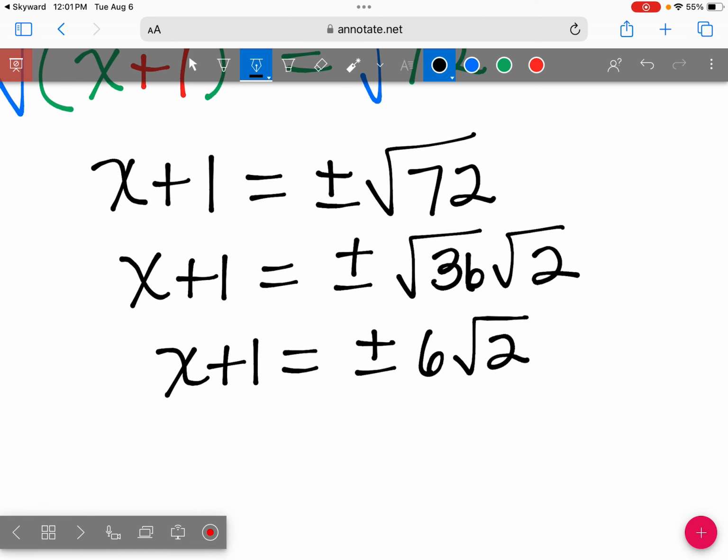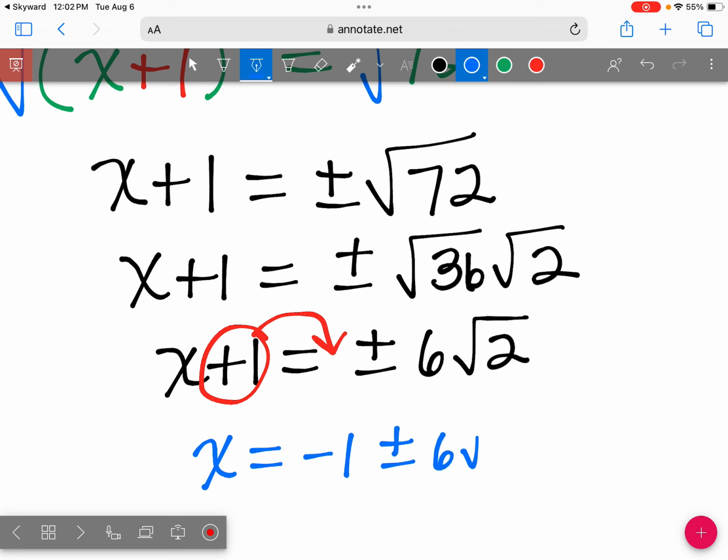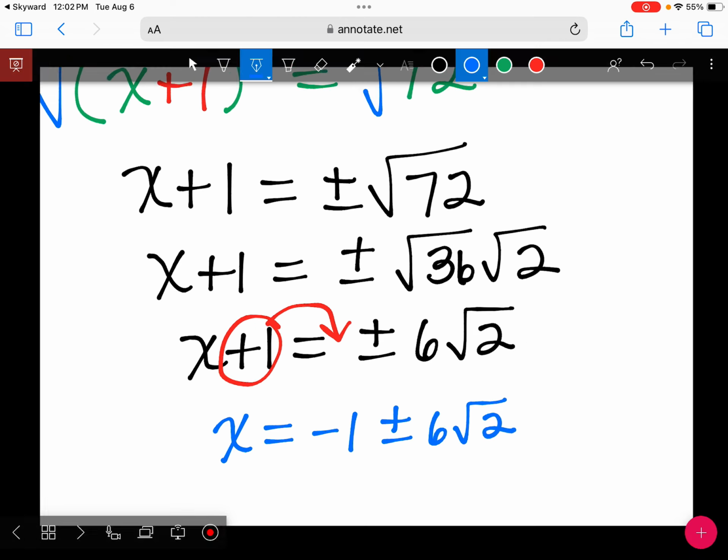but this is not a whole number. So all we really have to do at this step is subtract the 1 and move that right to the front. We're going to subtract it and drop it right there. So the final answer that I would be looking for on your test is -1 plus or minus 6 root 2.